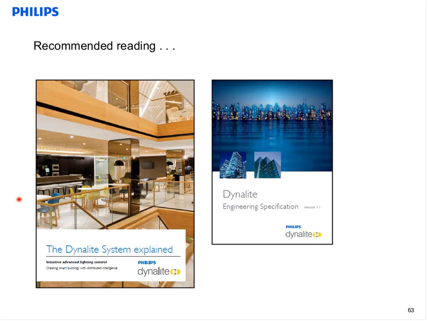If you want to know a little bit more about pure functionality, we have an engineering specification, and this really will just give you black and white explanations of what the system is all about. It's very good for your customer when you specify Dynalite. It's a bit dry reading, but it gives you an insight into what the system can do.